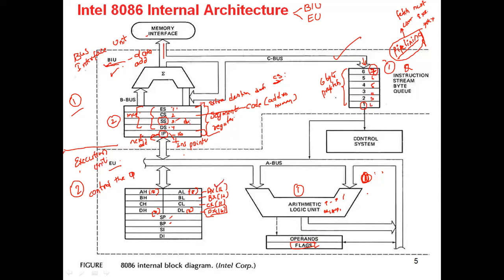This AX is also known as the accumulator register. Very important thing: this AX is also known as the accumulator register. It is used to store operands for arithmetic operations. That is the purpose of this AX register. And BX register, in the sense, is the base register.